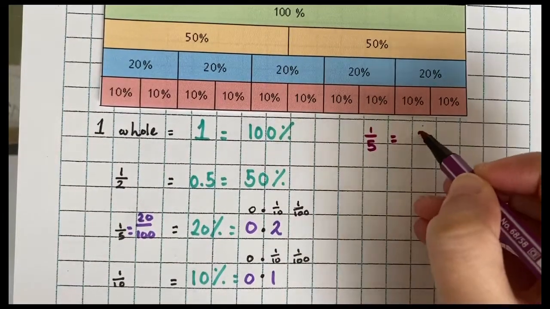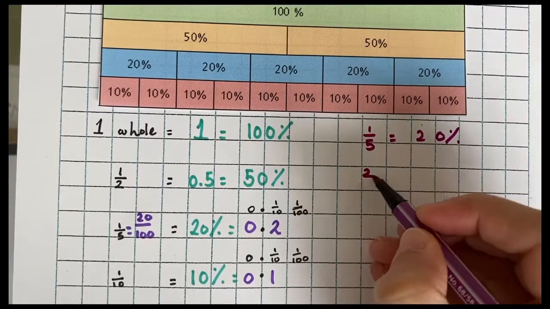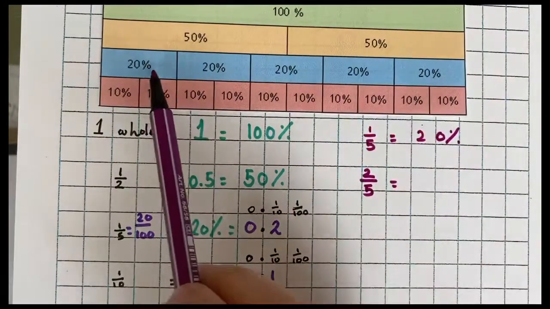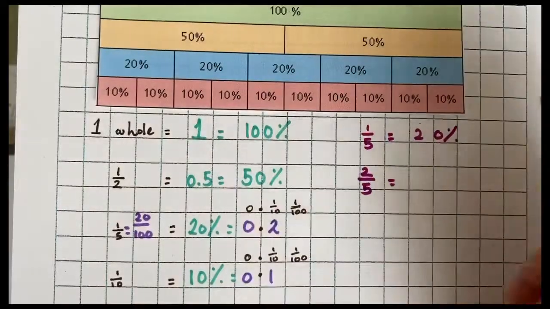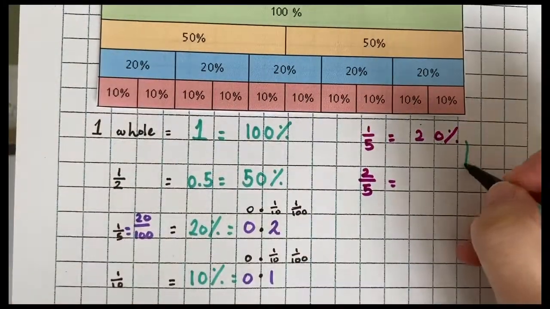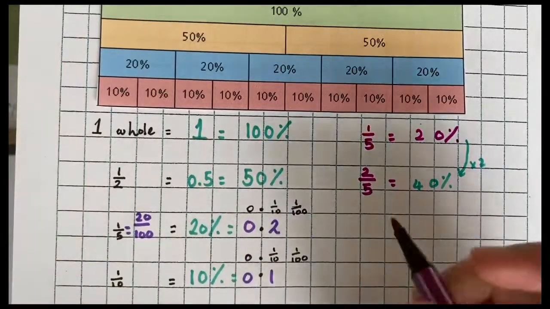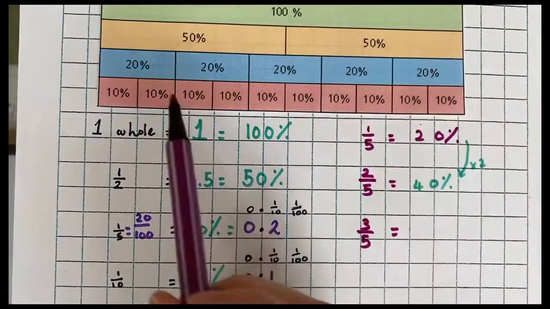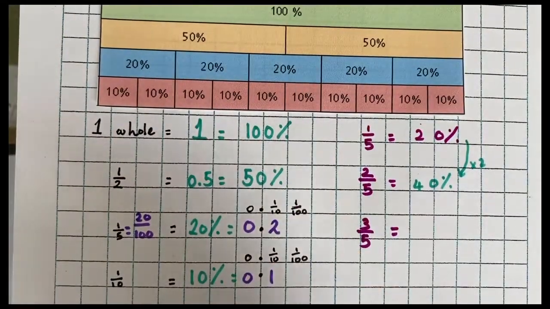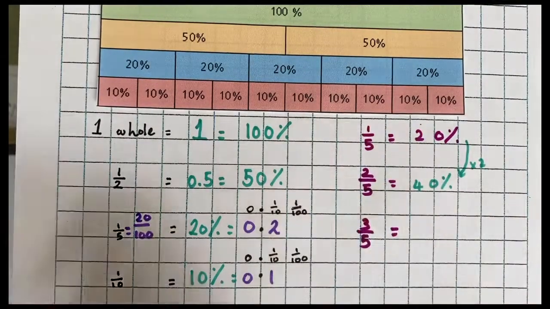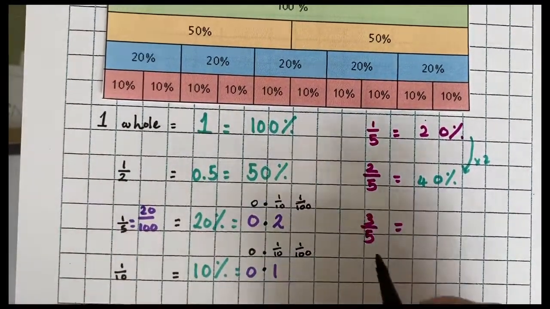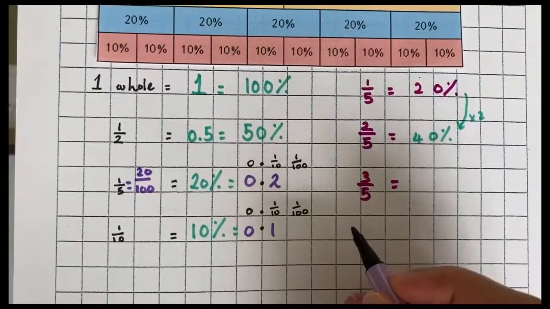Because, for example, if we want to find out what 2/5 is, we can use what we know about 1/5. So if 1/5 is 20%, 2/5 would be 40%, because 20% times 2 is 40. What about 3/5? Okay, let's look at the bar. 3/5 would be 3 times 20%, which is... What do you think it is?